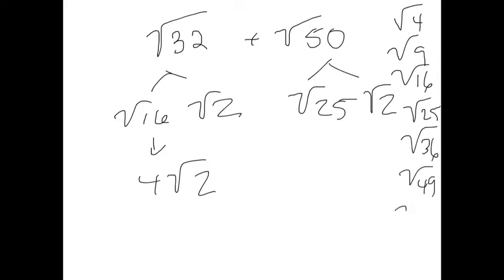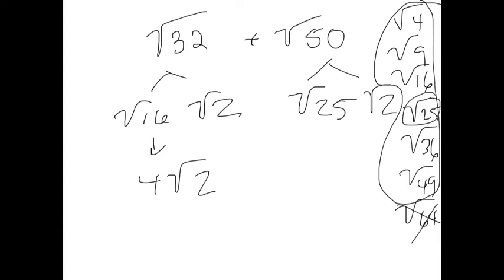So as I keep going, I get to 64. 64 is larger than 50, so I know that can't possibly be a factor. I look at my list and I say, oh, 25. And then I say, well, what times 25 is 50? 2. So then I have rad 25 and rad 2. And that reduces to 5 and rad 2. So that would be 5 rad 2.